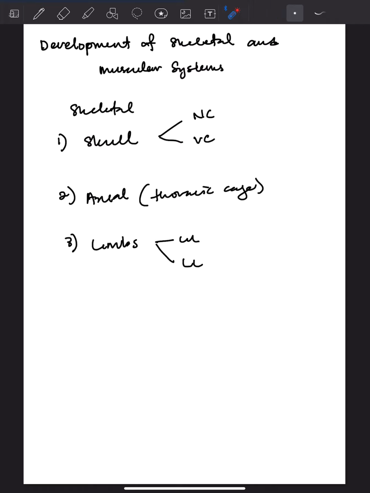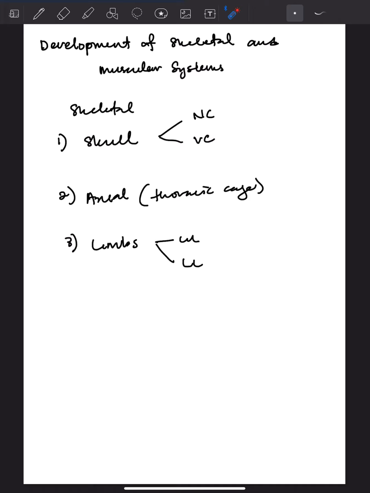So first, we're going to focus on the skeletal system. For the skeletal system, we're going to look at how the skull is developed, and the skull will include, if you remember from our lecture, the neurocranium that houses the brain, the calvaria, and you also have the viscerocranium, which is basically the bony structure of the face, the skeleton of the face.